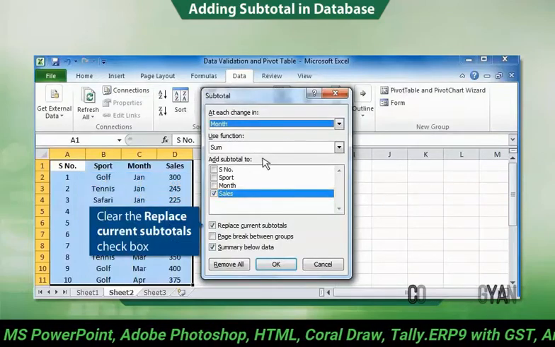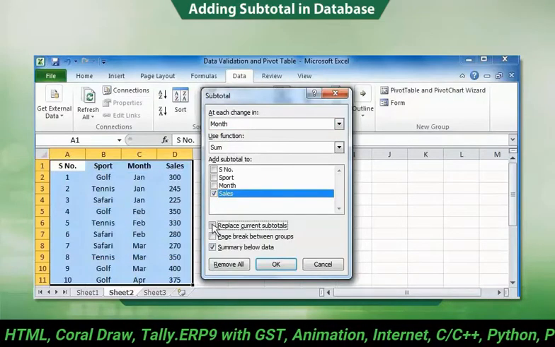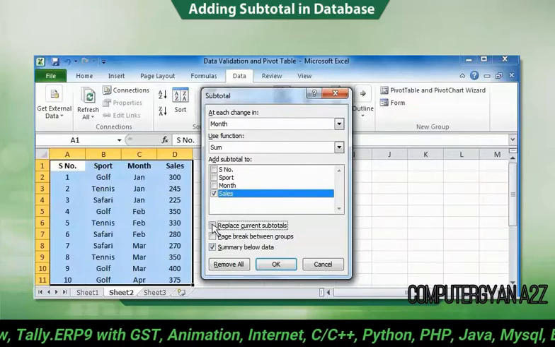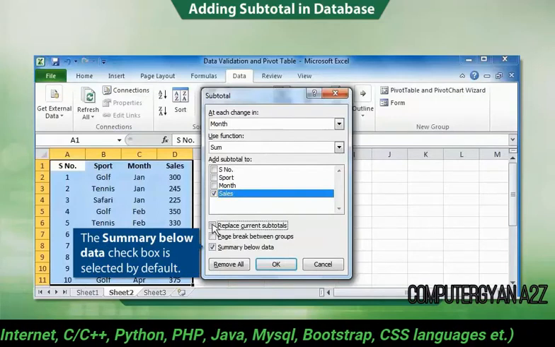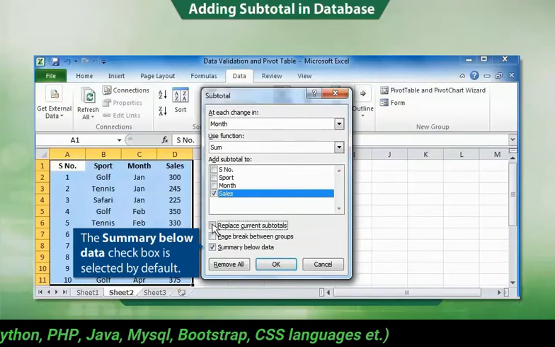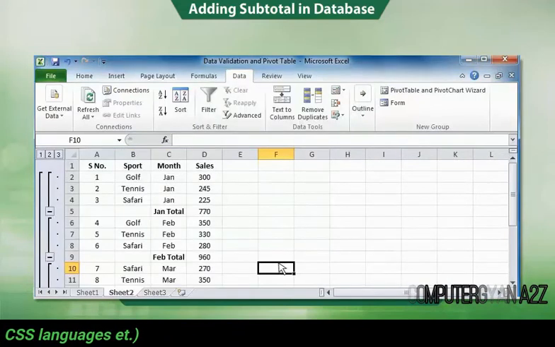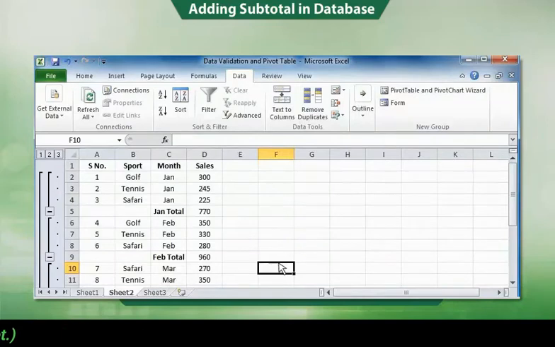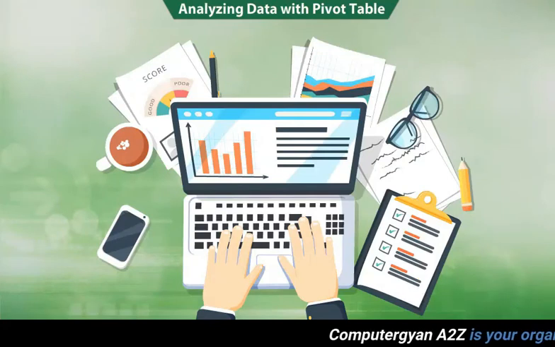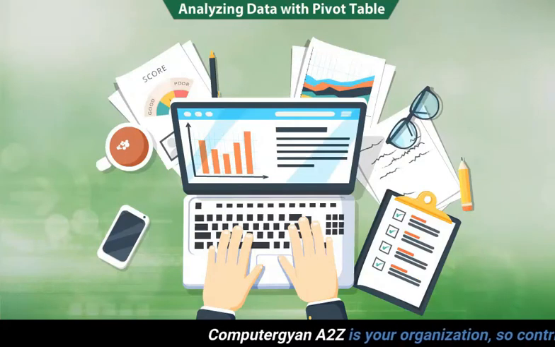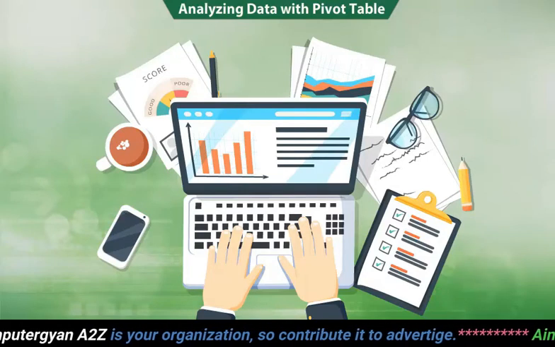Clear the Replace Current Subtotals checkbox. If selected, this option will override the existing subtotal if already calculated. The Summary Below Data option displays the total below each month. Click OK. The subtotal will be displayed on the screen. Now that you have good knowledge on subtotal, let us further move one step ahead and create a complete sales report in Microsoft Excel.